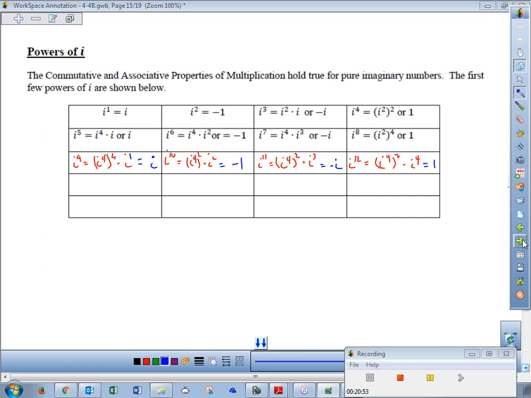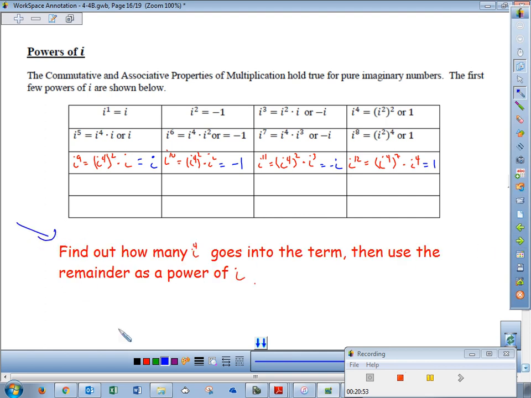Don't write this down. Write this down. Here's the trick. I'm starting to lose some people, and they're just like, I'm lost. Here's what you need to do. Find out how many I to the 4ths go into the term. Then use the remainder as a power of I.